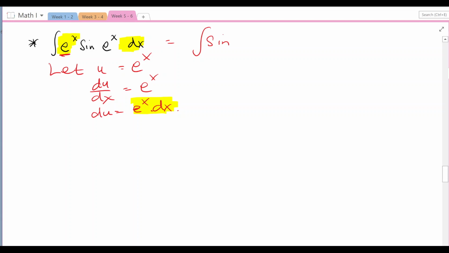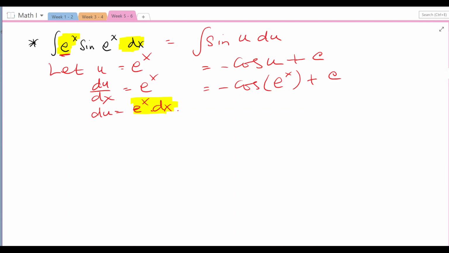Integral of sine u, and as mentioned, e to the power of x dx equals du. The integral of sine is negative cos u plus c. Now we can just put our u back to be e to the power of x, plus c. Very simple. So this will be the answer for our question.